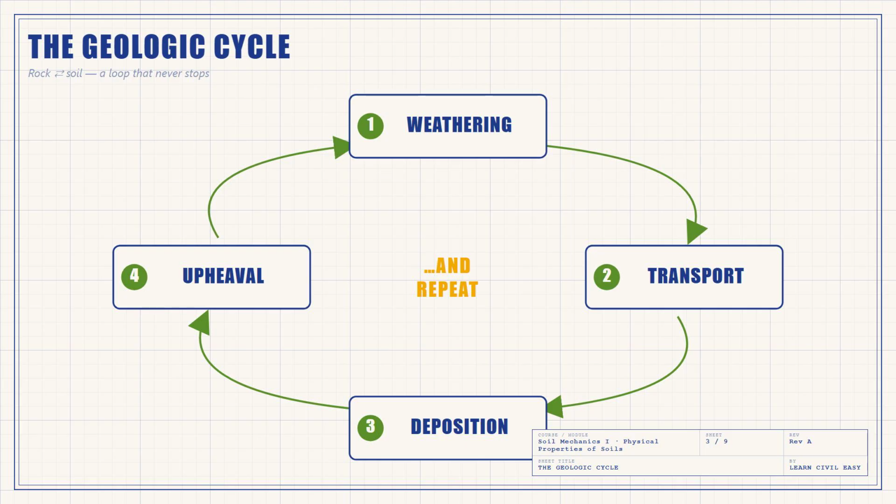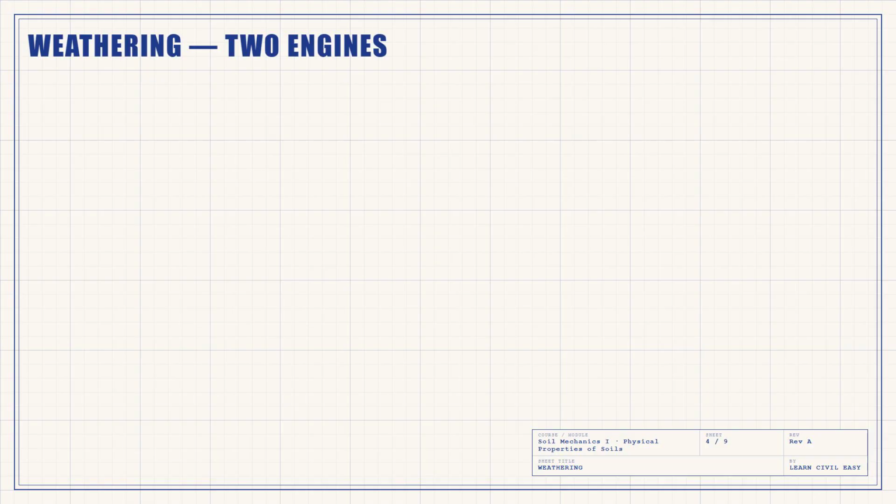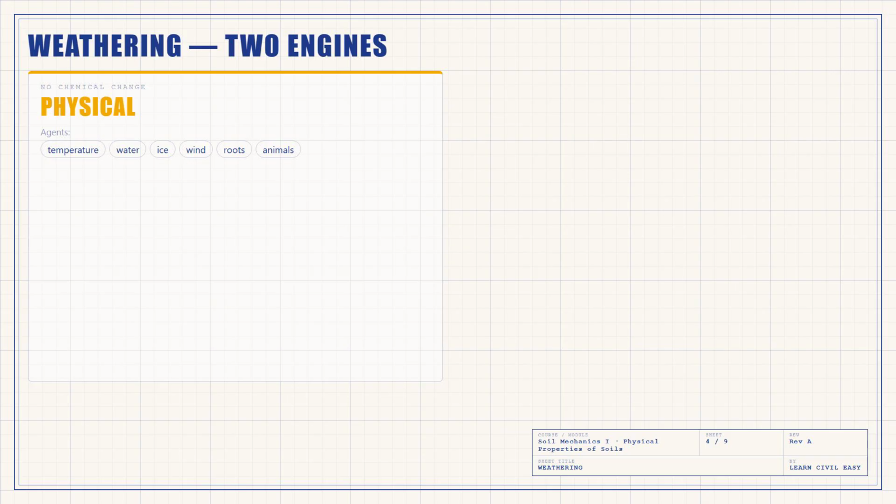Write these four words down. Examiners ask them directly. The most important stage for us is the first one, weathering. And weathering happens in two completely different ways. First, physical or mechanical weathering.